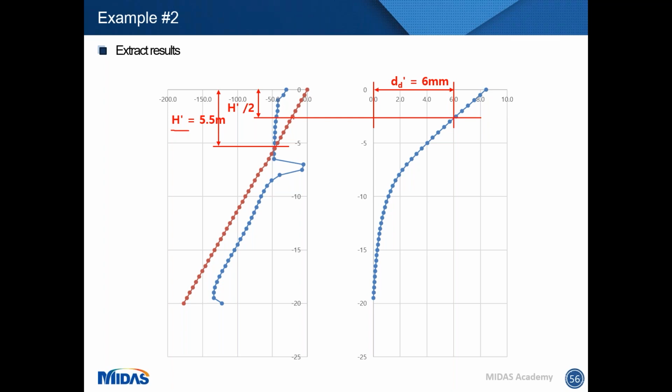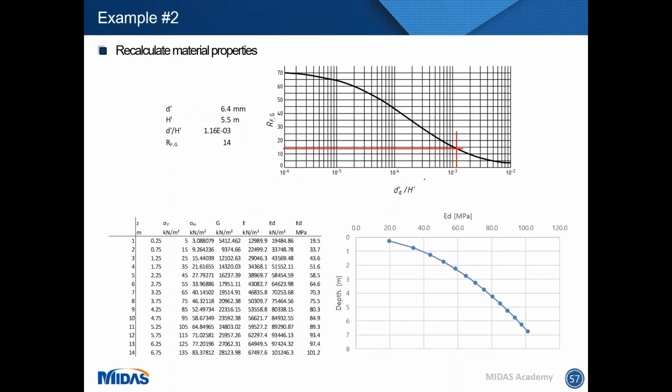And then I check which is the displacement I'm getting at half this depth, which is basically, these are the displacements I'm getting from Midas GTS again. And then at h divided by 2, I'm getting 6 millimeter displacement. With these two values, h and d, we can go back to calculating our soil properties.